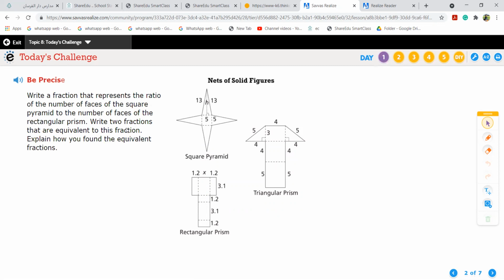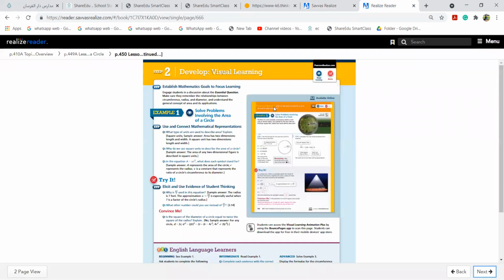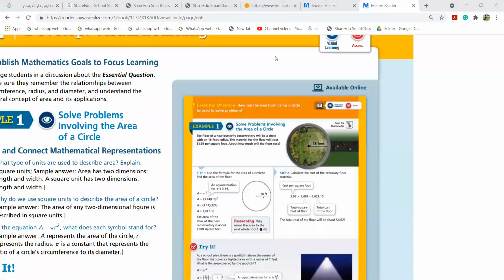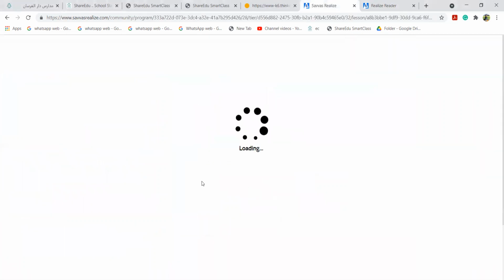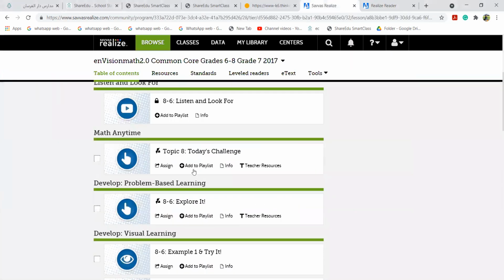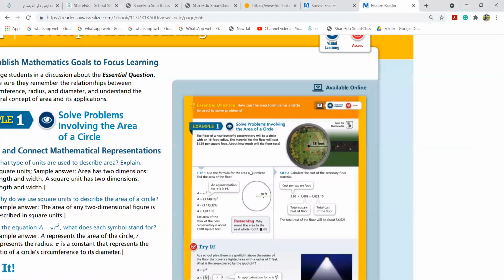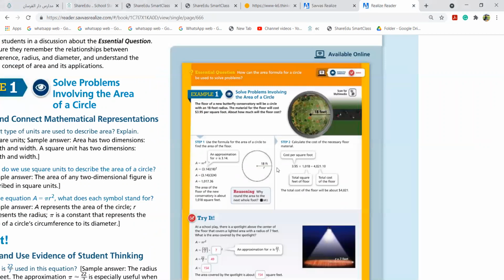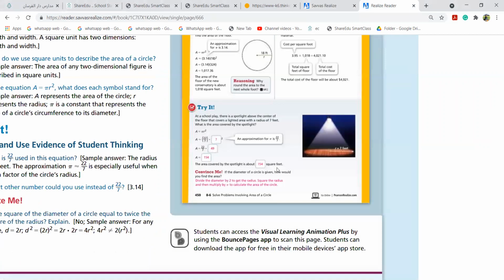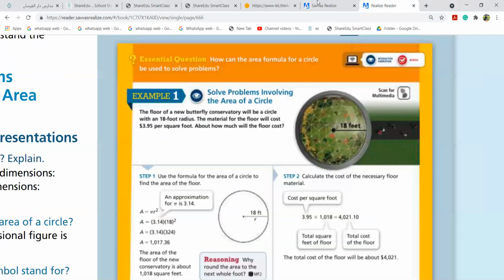Okay, so write a fraction that represents the ratio of the number of faces of the square pyramid. Is it there in your book? Let us go with the first example. First example on page 450, girls. Please take out the first example on page 450.